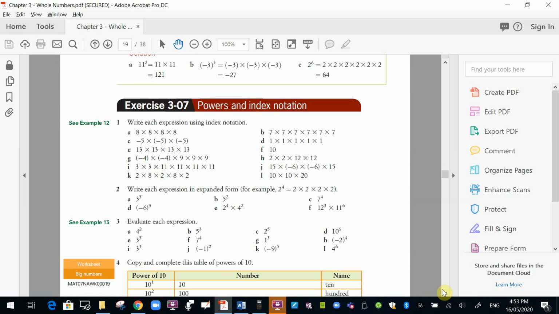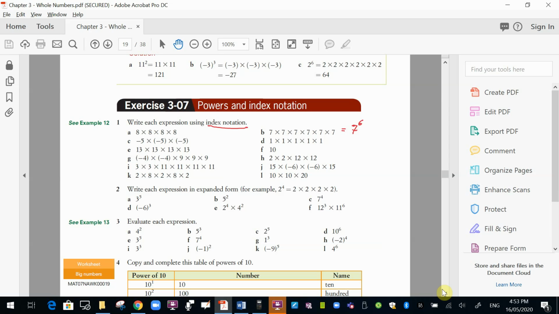Write each expression using index notation, so a base and a power. So we'll do one that looks weird and one that looks tricky. These are the ones, and we'll do an easy one too. Let's do this one. 7 times 7 times 7 times 7 times 7 times 7. So index notation, we have a base and a power. 1, 2, 3, 4, 5, 6.